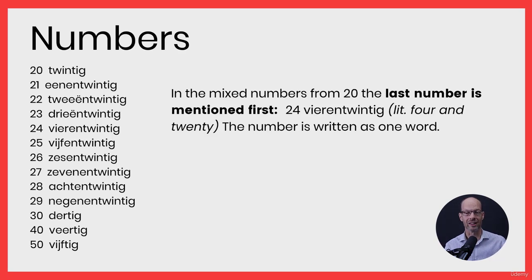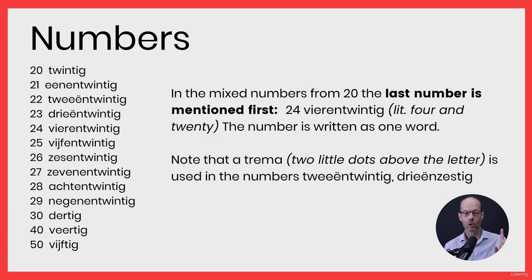The number is written as one word, but many times you won't write the word, right? Even I don't write the numbers as words. I write them just as 24, with two digits. Note that a trema, a little dot, is used above the letters, for example in the numbers 22 and 63. But I would say forget about that. The most important thing for you is to get the numbers right.